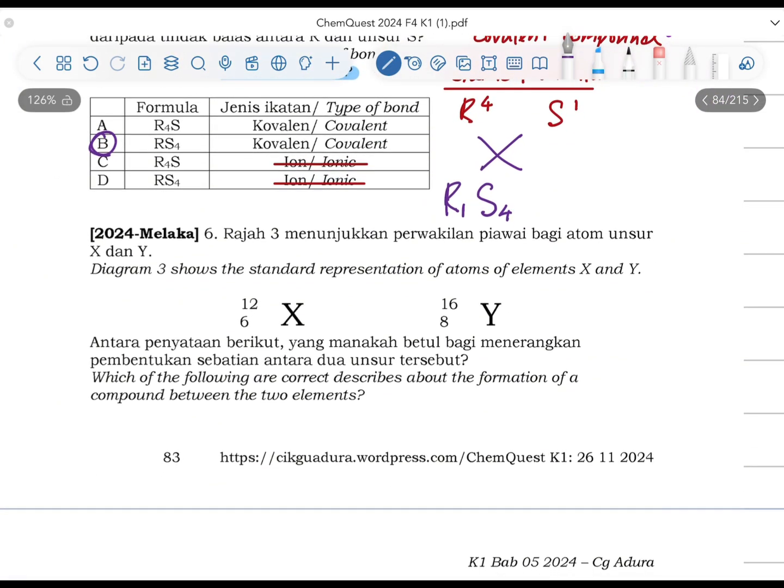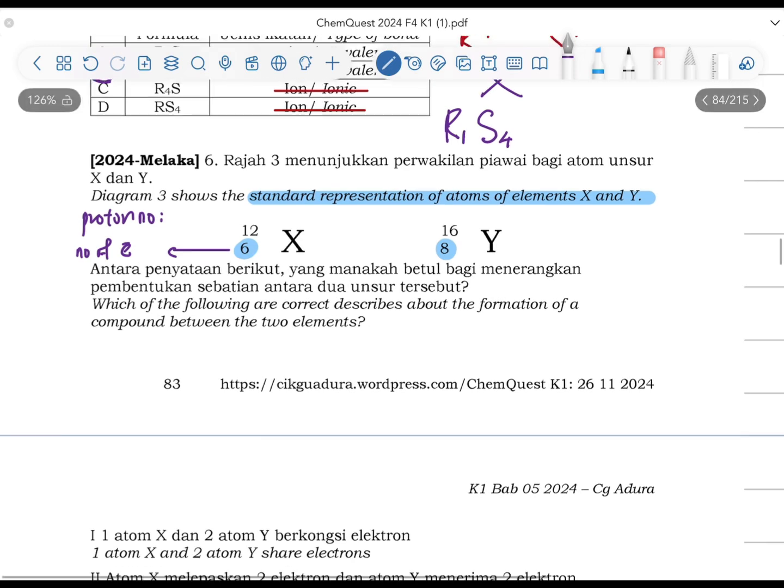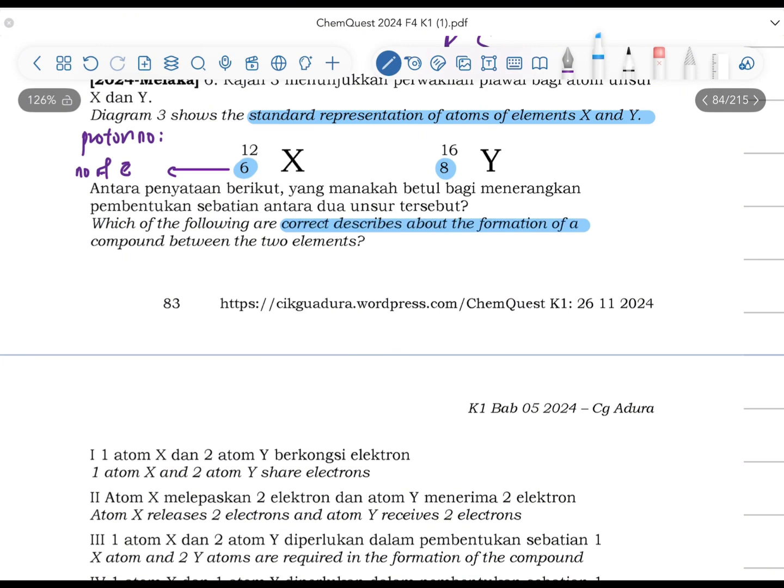Okay, next question. Diagram 3 shows the standard representation of the atoms of the element X and Y. So we have this as 6 and 8. The reason why I look at 6 and 8 is because it is the proton number, and we know that the proton number tells us the number of electrons. So next, which of the following are correct? Describe the formation of compound in the 2 elements.